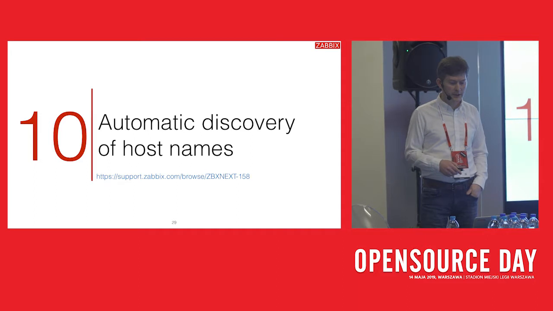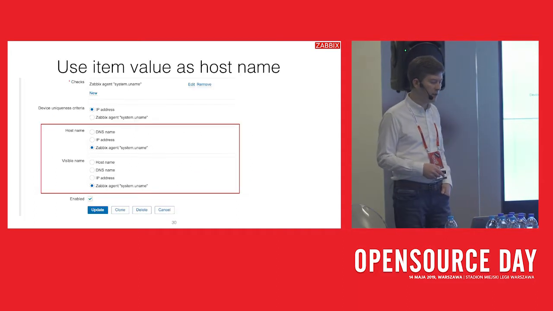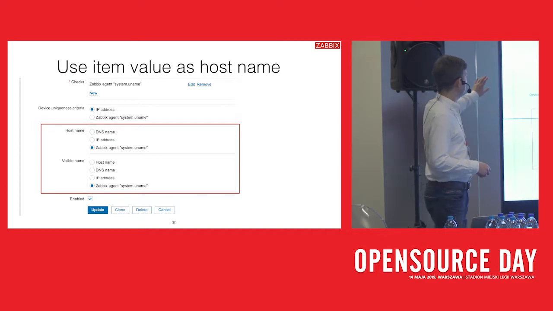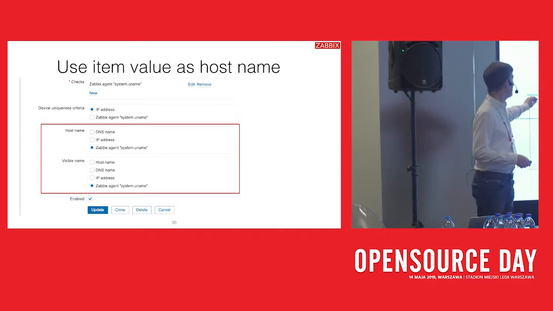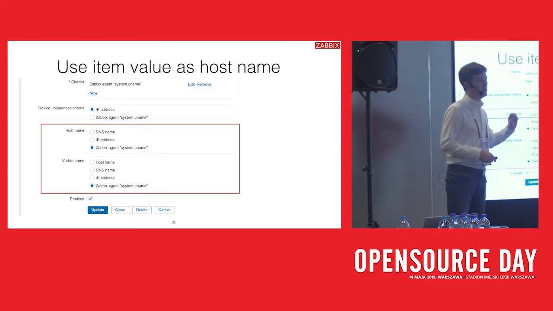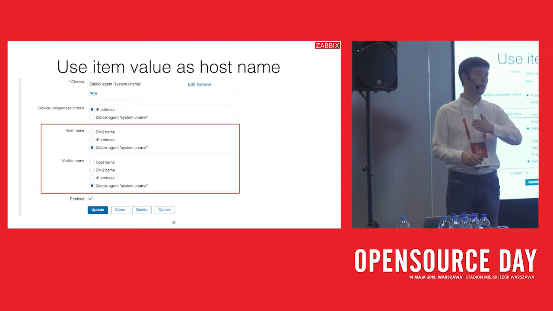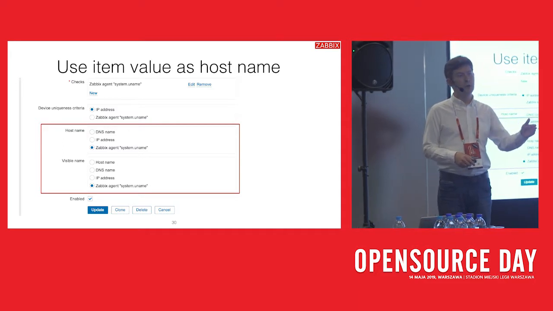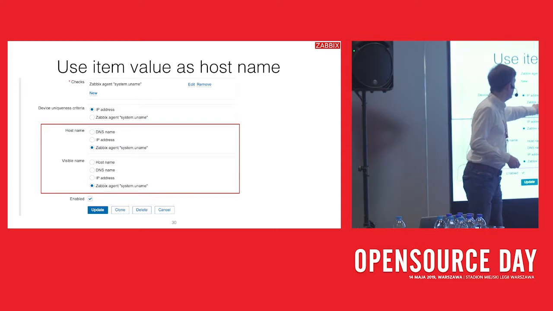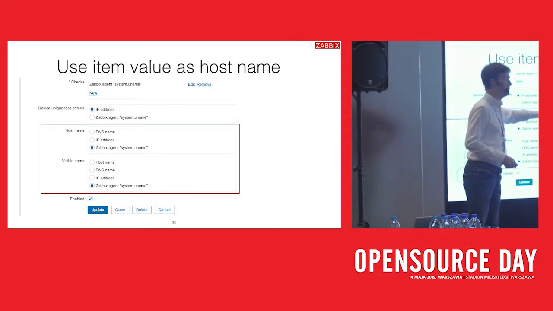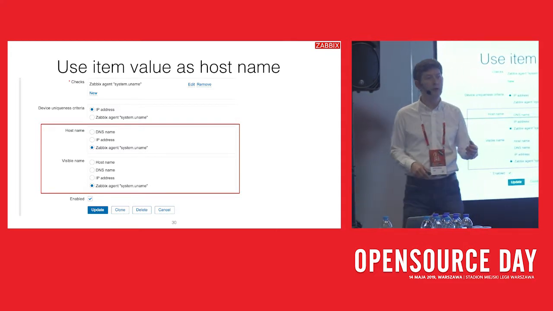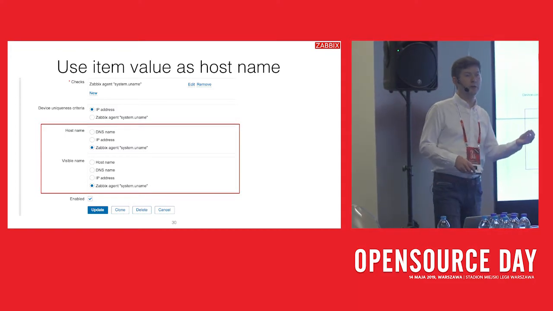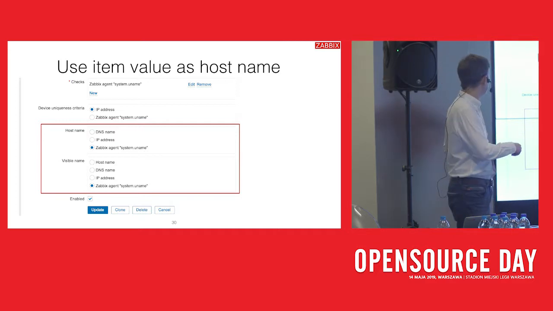The next is automatic discovery of host names. This is about discovery. Suppose we have a discovery rule which is based on availability of Zabbix agent. Zabbix scans your network and tries to find Zabbix agents. It tries to retrieve the system uname, basically the host name. And now Zabbix may use this host name to name a newly discovered device.